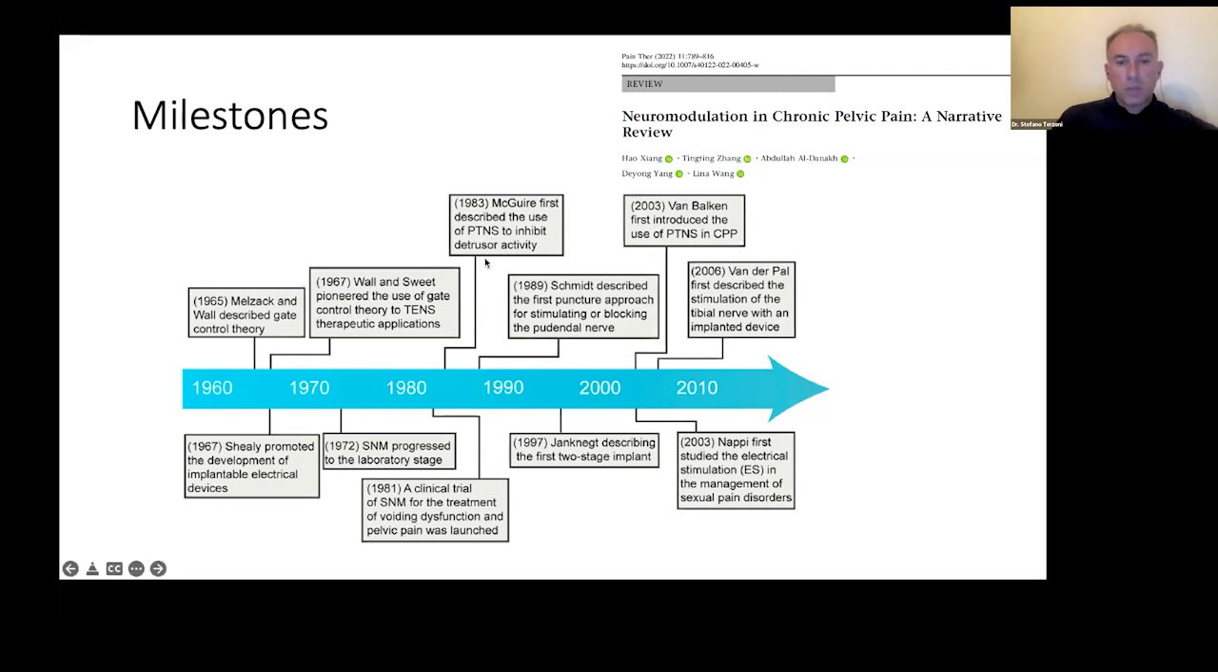Percutaneous tibial nerve stimulation was introduced by McGuire and then by Stoller also in the early 80s. The first puncture approach for stimulating or blocking the pudendal nerve was described in the late 80s. The use of PTNS, percutaneous tibial nerve stimulation, in chronic pelvic pain was introduced in the early years of this new century, and then it comes to recent history, but that's a long story made short, actually. So it's not a new idea.